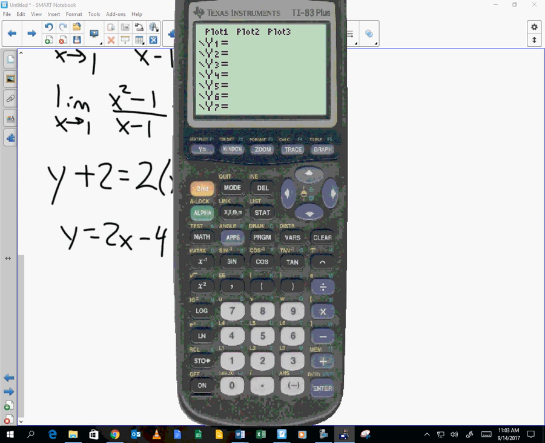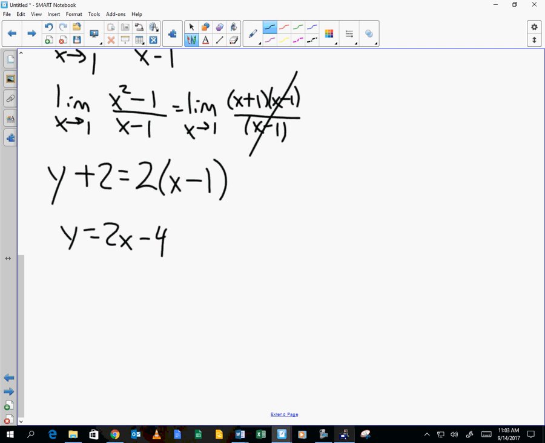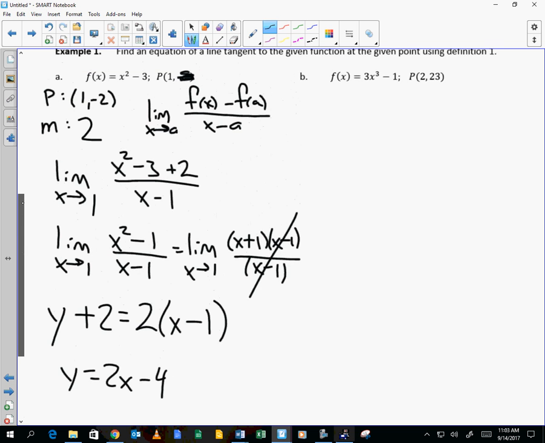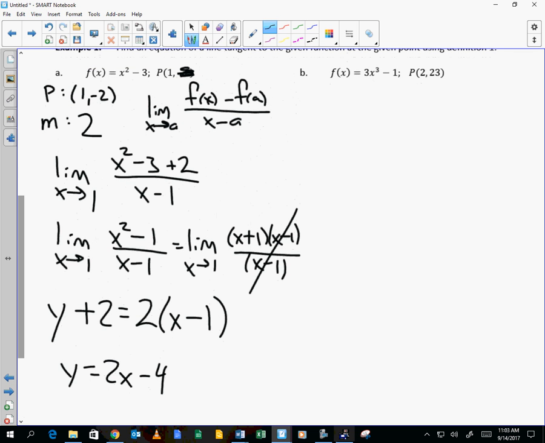If we go to y equals, we type in x squared minus 3, and we type 2x minus 4, zoom standard, and what do you know? Is the line tangent? Perfect. Pretty hard to do. We made it easy. Slope, point on the line. Point on the line is (2, 23).